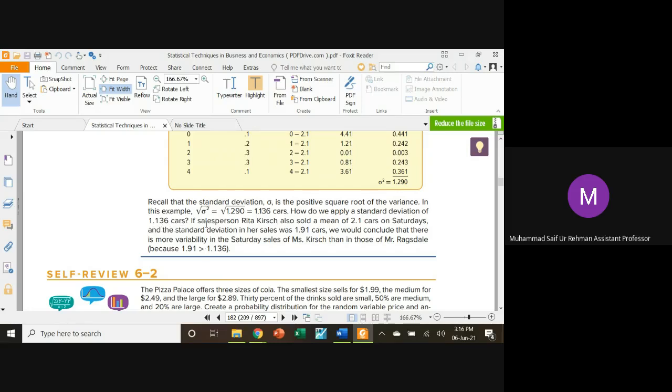How do we apply a standard deviation of 1.136 cars? If salesperson Rita Kirsch also sold a mean of 2.1 cars on Saturdays, and the standard deviation in her sales was 1.91, you can see that the standard deviation in this case, when Rita is selling the cars, is 1.91. So this value is larger than this value, which is for the other person, whose name is Ragsdale. So we would conclude that there is more variability in the Saturday sales of Miss Rita. Although the means are equal, the variability is more in the case of Rita. The variability in sales of cars on Saturdays is larger for Rita as compared to Ragsdale. So you see that variance is very important, and it will help you in understanding in which case there is more variation.